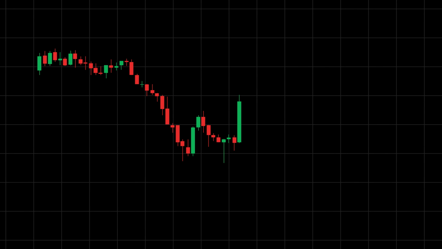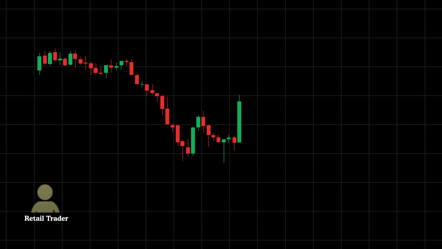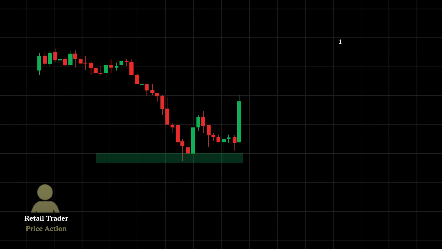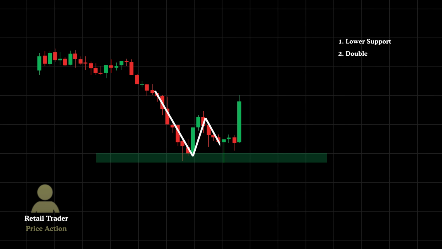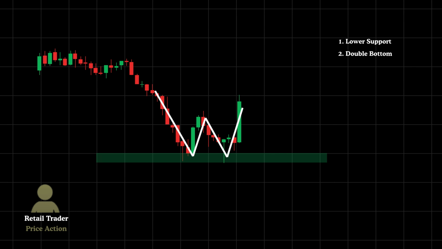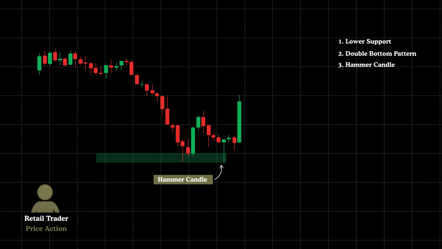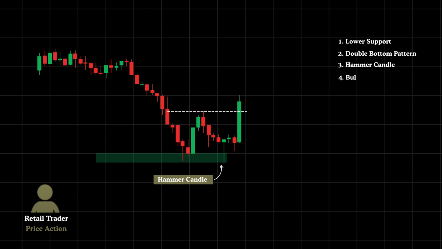At this point, the price moves downward and forms a specific price action pattern on the chart. Now, a retail trader who relies solely on analyzing price action might interpret this as the market attempting to find support at the lower level. Additionally, the chart shows a double bottom formation near the support zone, followed by the creation of a strong green hammer candle. The price then surges upward sharply, breaking its previous swing high with a powerful bullish momentum candle.